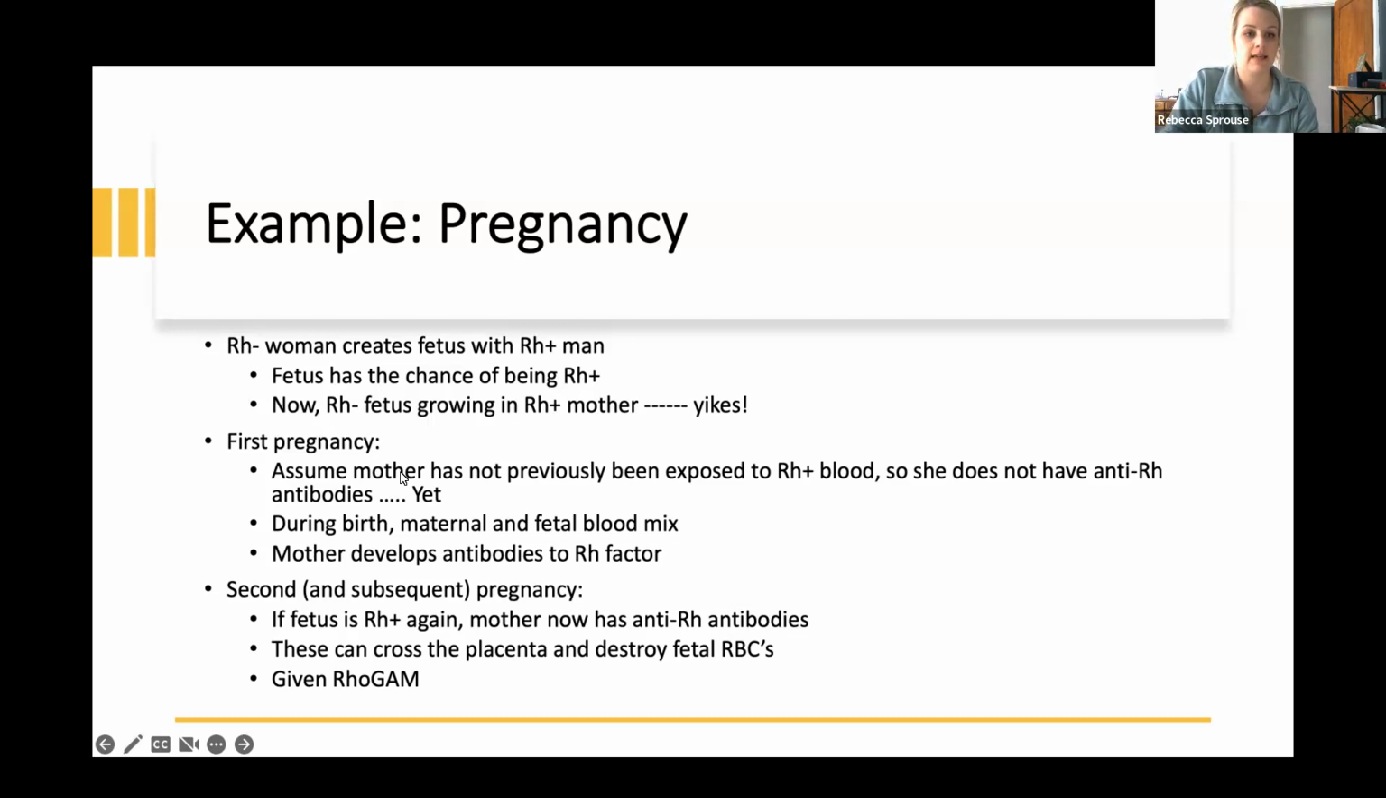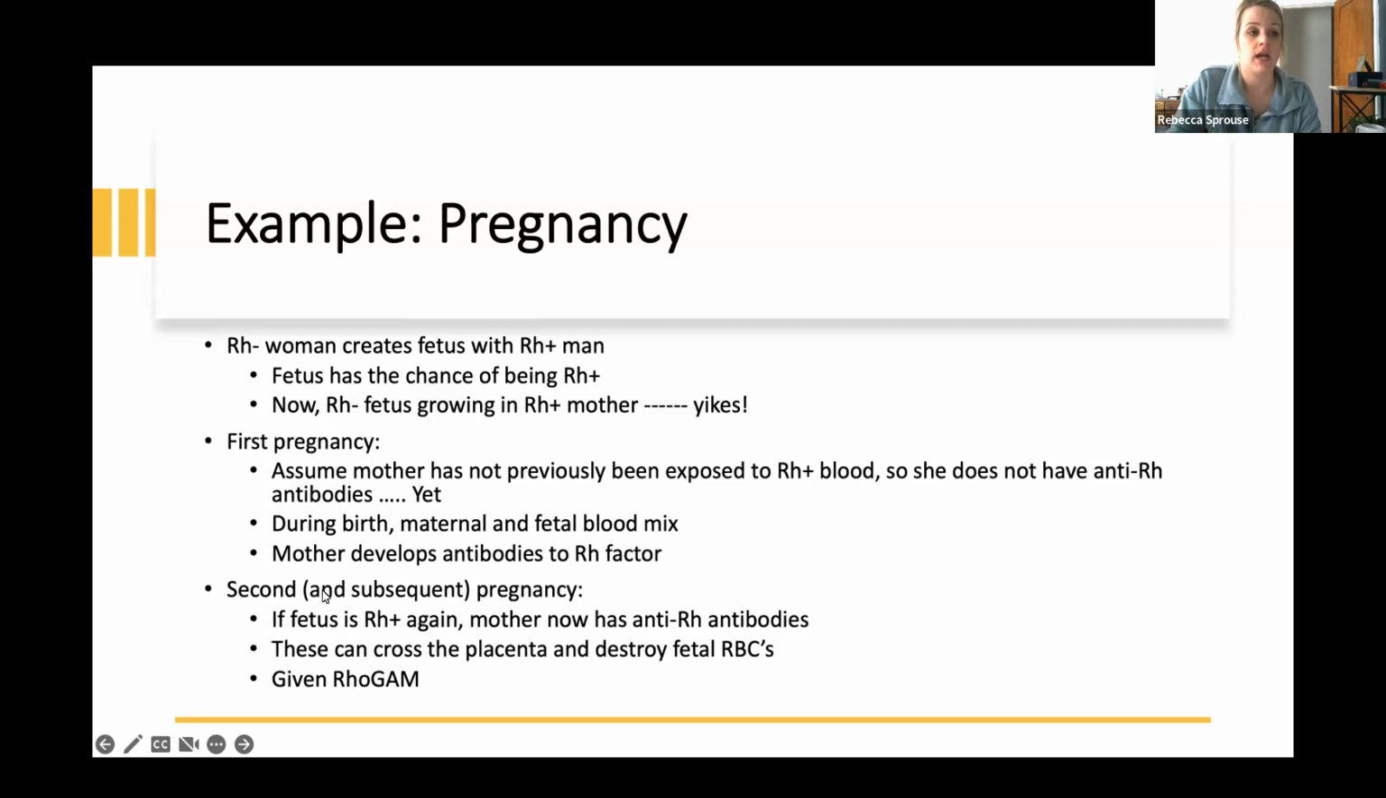Now, her first pregnancy, let's just assume that she's never been exposed before, so she doesn't have any antibodies that are going to harm that fetus. However, during birth, the maternal and fetal blood mix because that placental membrane ruptures. Now, during birth, mom is probably going to develop some anti-D antibodies in her bloodstream to a future fetus who might be Rh positive. And so if she gets pregnant again, now her body has those antibodies in it.